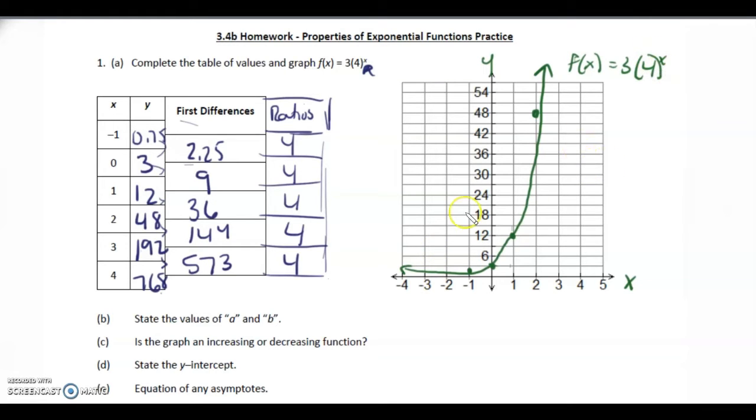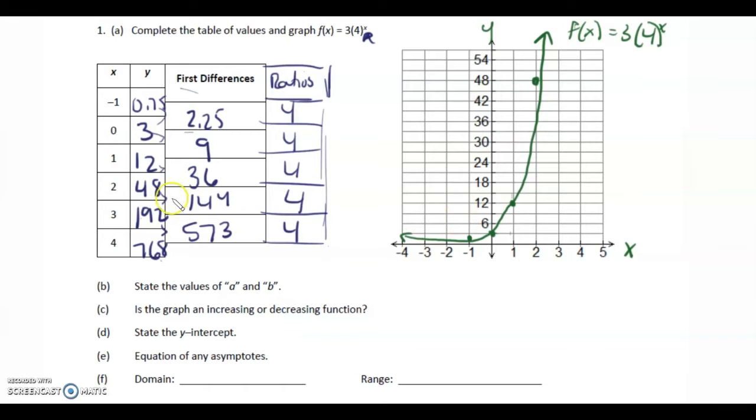What are the values of a and b? We can get that straight out of the equation. The a is that initial value, which is 3. b is the base, which is 4. This graph is increasing. I'm just going to circle that. The y-intercept, we can go to the table of values, 0, 3.